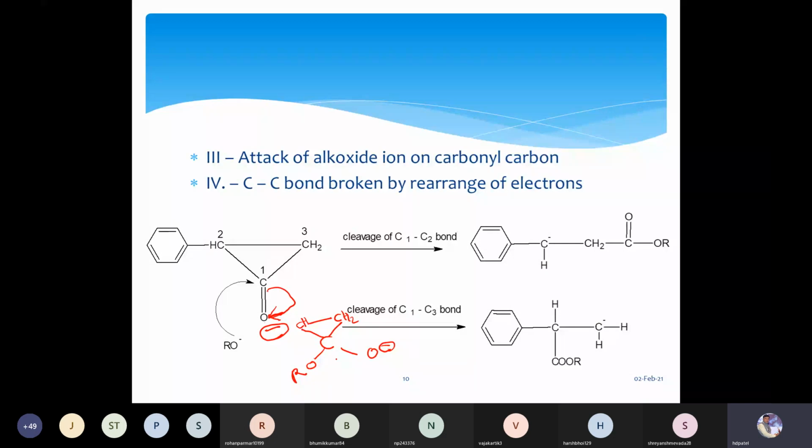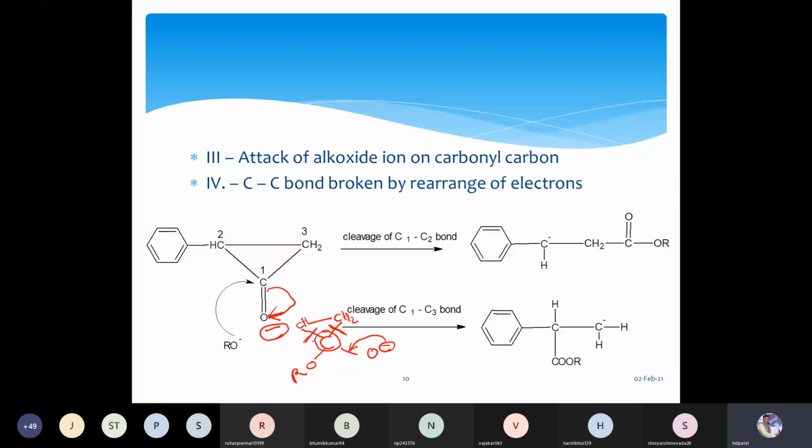This type of intermediate we will get first, and after that what happened? Oxygen has 2 electrons, so oxygen is again converted into C double bond O. When it is converted into C double bond O, here you can find the valency of this carbon becomes 5. When the valency of this carbon becomes 5, then immediately either this bond breaks, known as the C1 C3 bond, or this bond breaks, known as the C1 C2 bond.